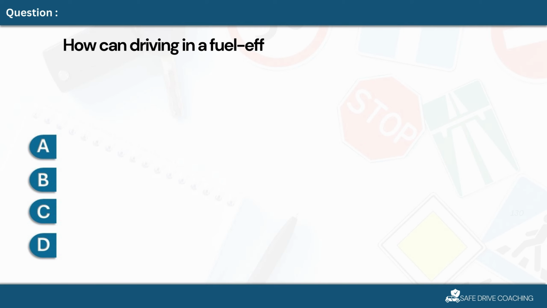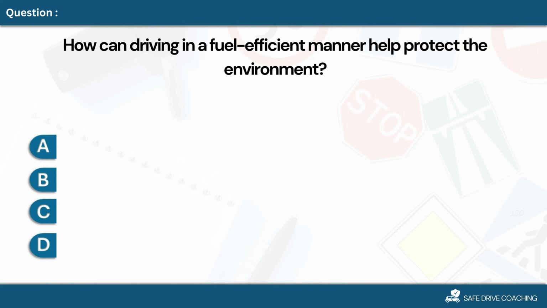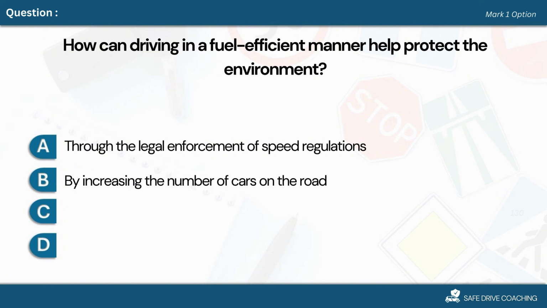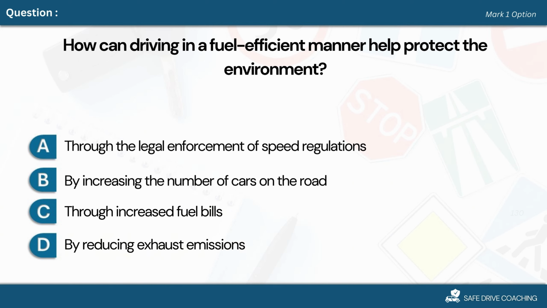How can driving in a fuel-efficient manner help protect the environment? A. Through the legal enforcement of speed regulations. B. By increasing the number of cars on the road. C. Through increased fuel bills. D. By reducing exhaust emissions. The correct answer is D. By reducing exhaust emissions.